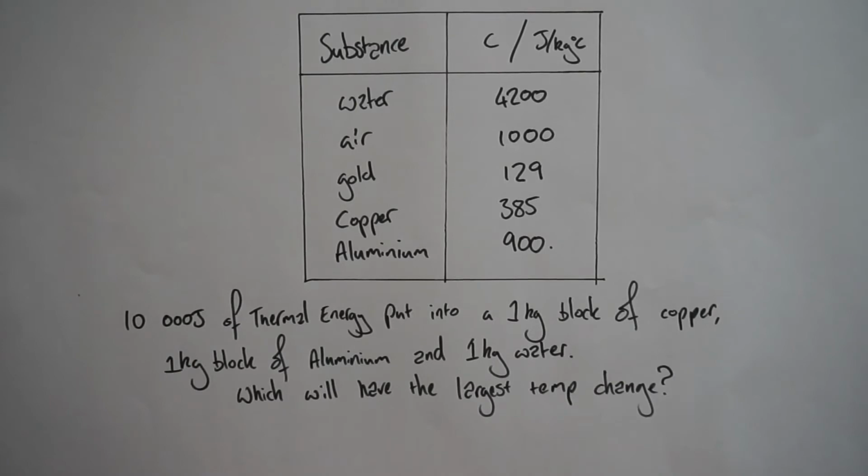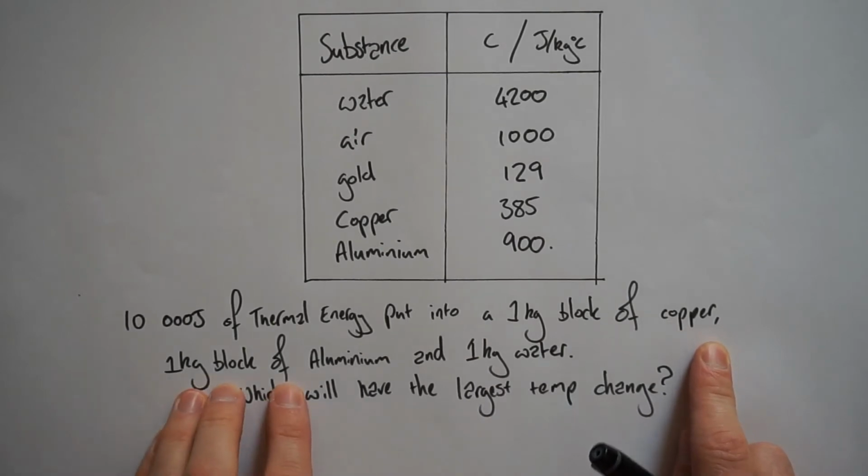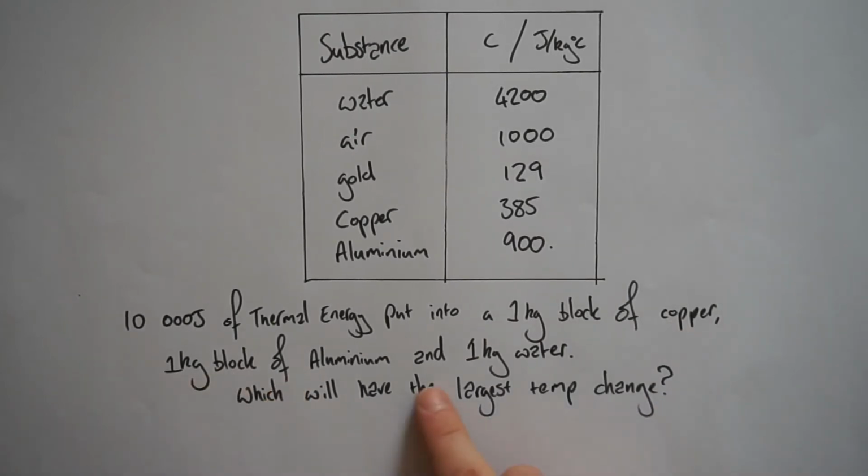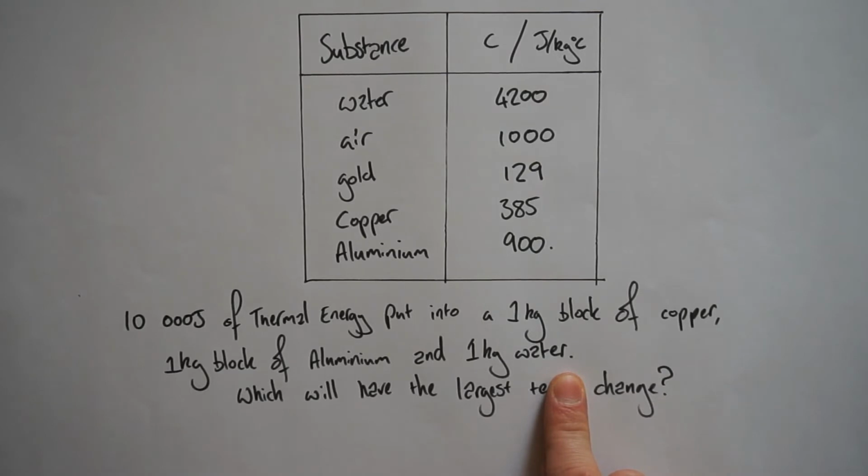The one I always use is that I put 10,000 joules of thermal energy into a 1 kilogram block of copper. I've also put it into a 1 kilogram block of aluminium, and finally I've also put it into 1 kilogram of water. Which of these three is going to change temperature the most, or have the largest change in temperature?